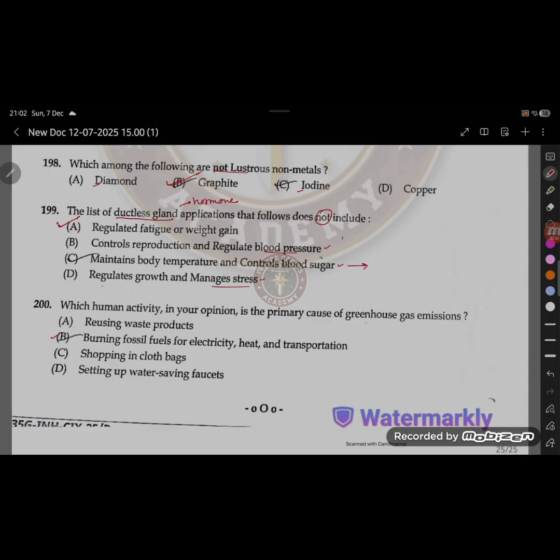And then this is the last question: greenhouse gas emissions, which is the primary cause. So we all know that burning fossil fuels for electricity, heat, transportation, the burning is the main cause for the emissions, and thereby we must try to curb this. So with this, we are done with our session. With this, we complete our paper solving of science.